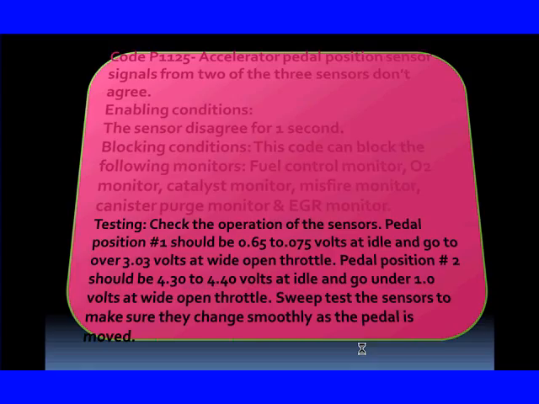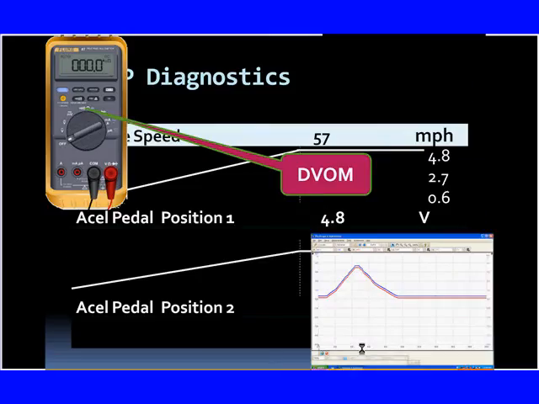Testing, there's a lot of different testing. Here's telling you what the position sensors should be. That's all well and fine. But we find that you can measure them with a voltmeter, scan data you see in the background, and a lab scope.